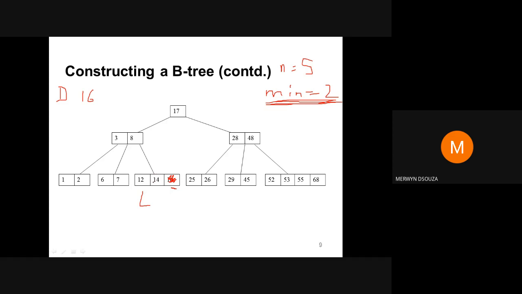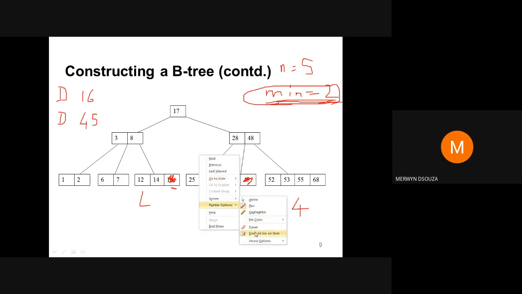But suppose deleting any other value causes an underflow. Say I tell you now to delete, say, 45. Now deleting 45, the number of keys that are left is just 1, and the minimum number of keys should have been 2. Then this situation is known as an underflow. And if underflow occurs, then you have to apply the 4 cases that I am going to teach you.